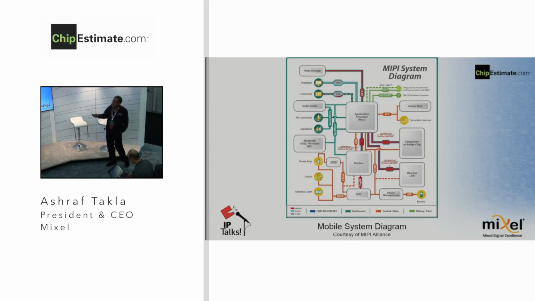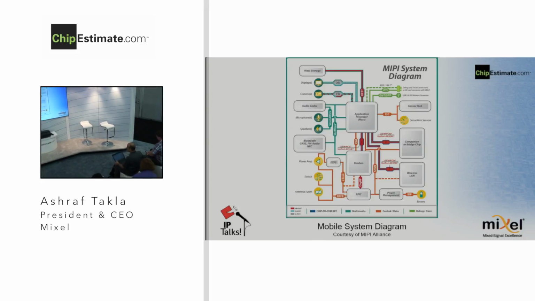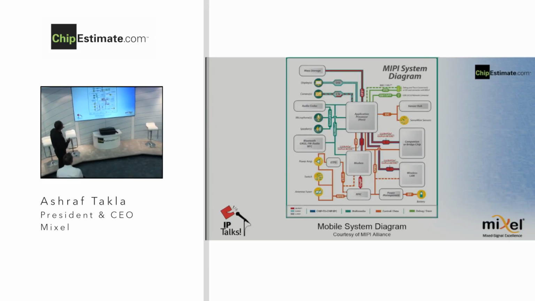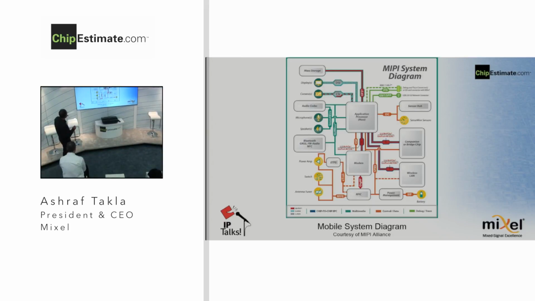This MIPI system diagram is for mobile applications. Basically these are all the different components in a mobile platform. So you have the application processor, you have a modem, you have an RFIC, you have a wireless LAN, you have a Bluetooth, you have audio, mass storage, and power management, sensor hubs. You have, of course, the display, the camera, and other things, right?